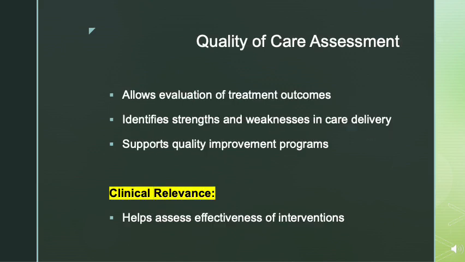Quality of care assessment is one of the most important uses of records. First, records allow evaluation of treatment outcomes. This means we can determine whether the patient is improving over time. Instead of relying on memory, we use documented data to see changes in strength, range of motion, function, or pain levels. Second, records identify strengths and weaknesses in care delivery.